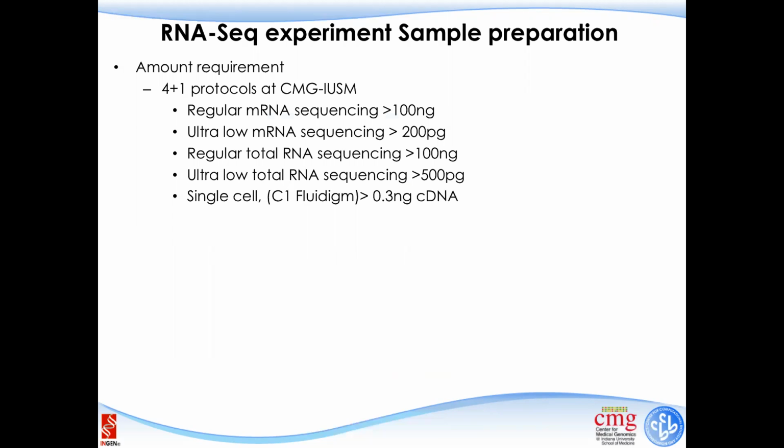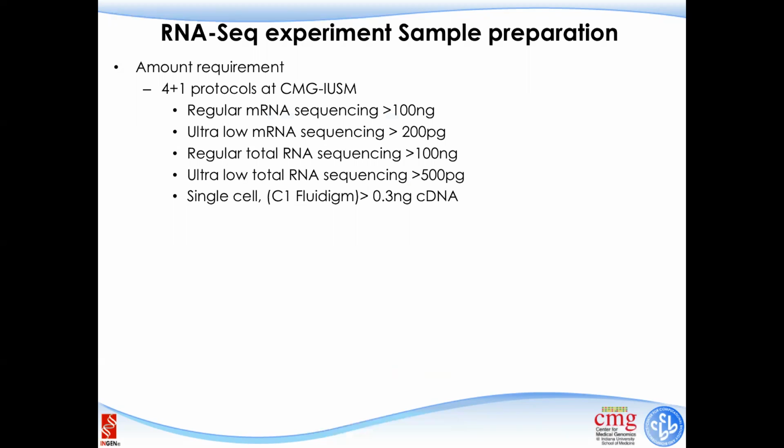Great. So the second one is ultra low mRNA sequencing, and the third one is the regular total RNA sequencing, which has the same sample amount requirement as the regular mRNA sequencing. And the fourth one is the ultra low total RNA sequencing. Currently, they require more than 500 picogram of total RNA input sample.